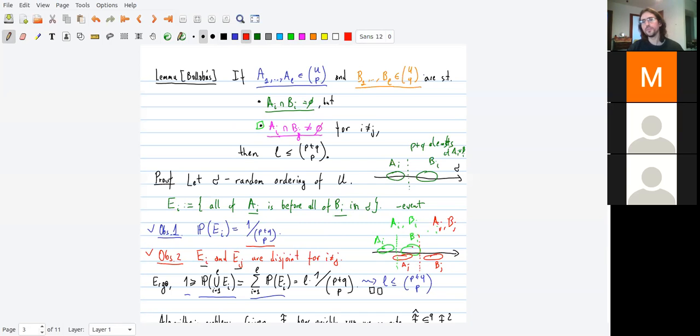So suppose without loss of generality that the green line is to the left of the red line. But then A_i is entirely to the left of the green line, which is entirely to the left of the red line, which is entirely to the left of the whole of B_j. So this means that there cannot be any common element of A_i and B_j. And this is a contradiction with that.